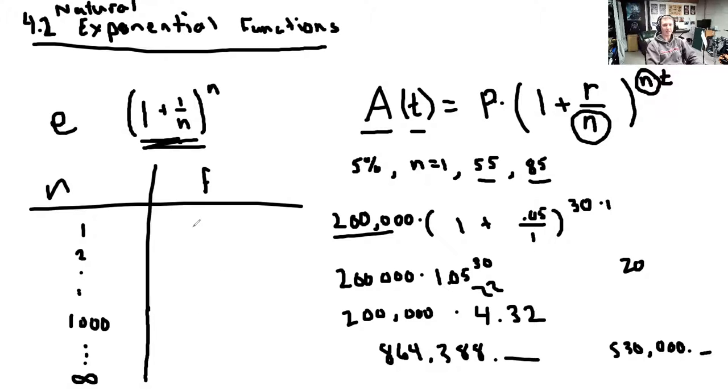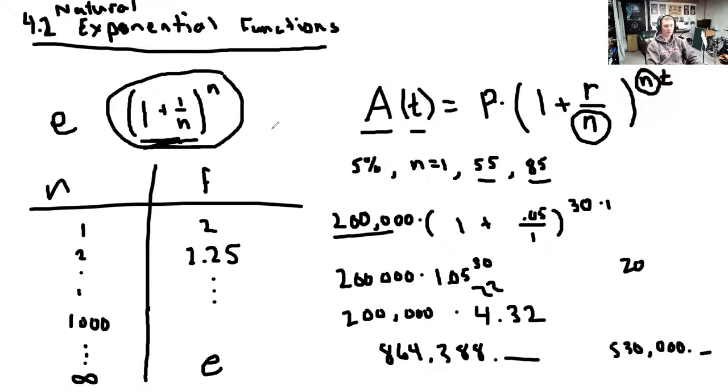in the end, this number, what does it start off as? It starts off as 2. And then it starts off as 1 plus 1 half squared. So 1 and a half squared, 2.25. You keep going. I'm not going to do it for 1,000. At infinity, we call this number E. It's irrational. It's called Euler's number. But it is the result of taking this fraction and looking at its end behavior as n goes to infinity.